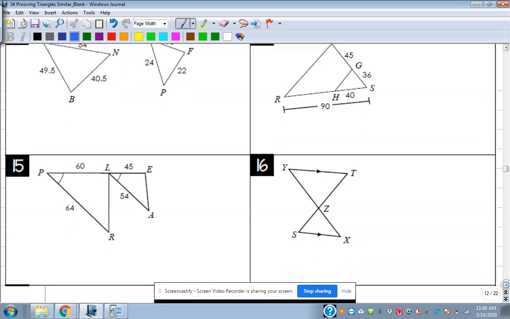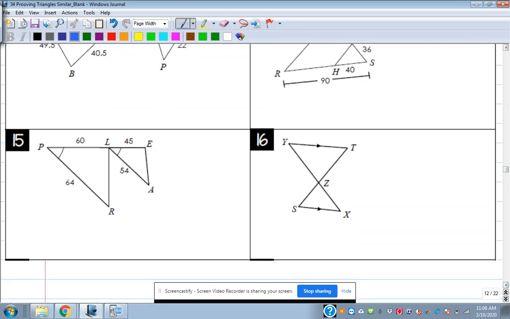15. What method would you? Side angle side. Are they similar? No. Yes. 45 over 60. Is that the same as 54 over 64? That's 3/4. That's not 3/4. No, they are not similar on 15. Got to check your ratios there.